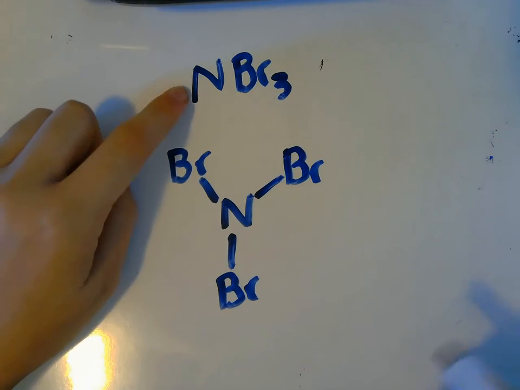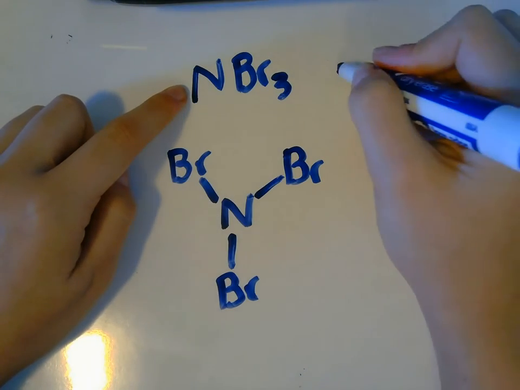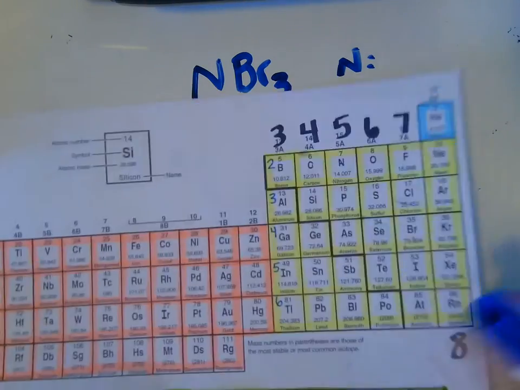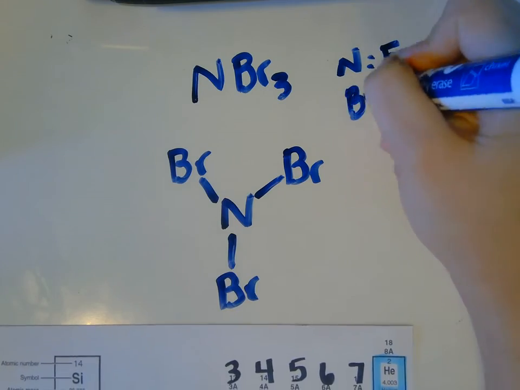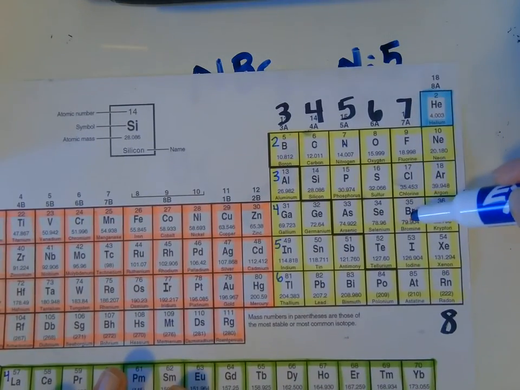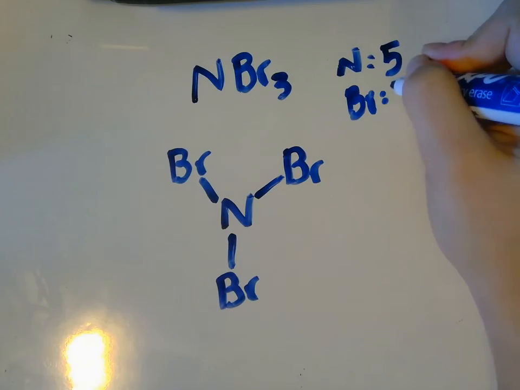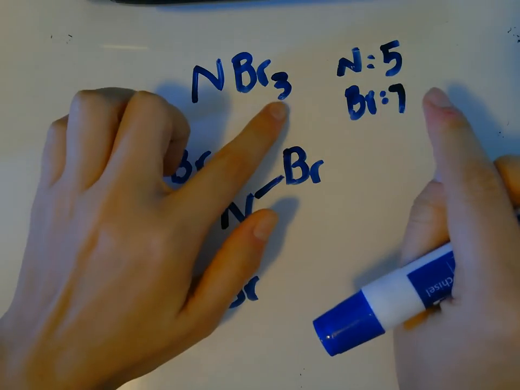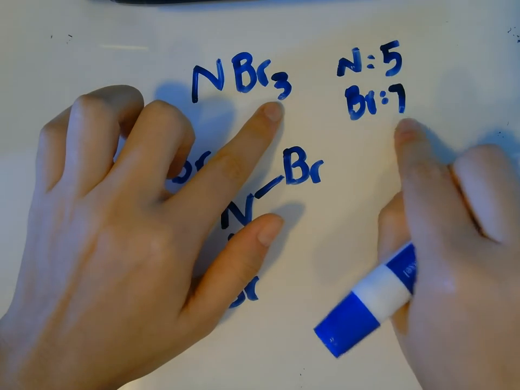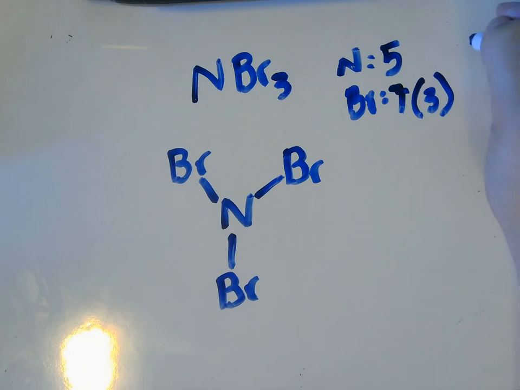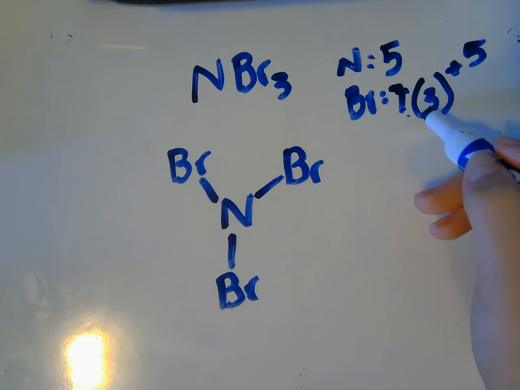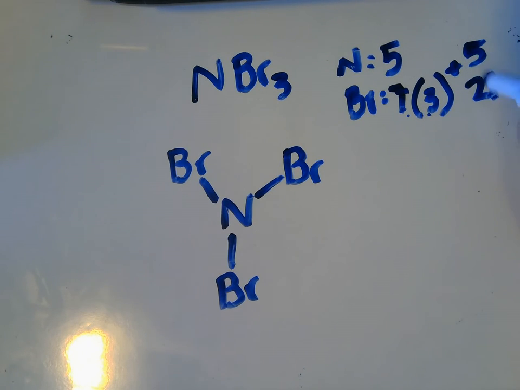All right, now I'm going to find out the number of valence electrons in this compound. Nitrogen is in group 5A, so it has 5 valence electrons. And bromine is in group 7A right here, so it has 7 valence electrons. However, I have 3 bromine atoms, so I have to multiply this number by 3. And now I add the total. So 5 plus 7 times 3 is 21. 21 plus 5 is 26. So I have 26 valence electrons I need to deal with.